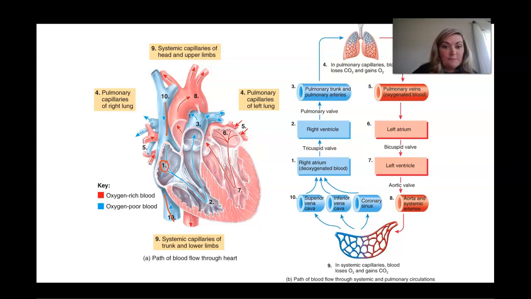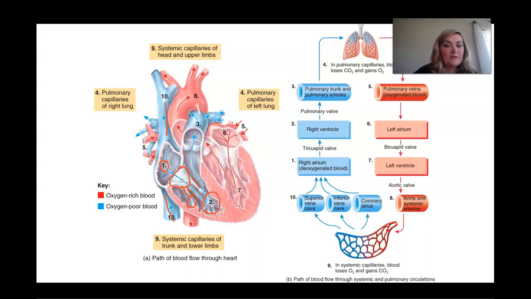From the right atrium, it will contract, go through the tricuspid valve. Notice you see the cords coming off. That is the chordae tendineae. They are attached to these little muscles here, which are papillary muscles. So it comes from the right atrium into the right ventricle, which is going to be part 2.